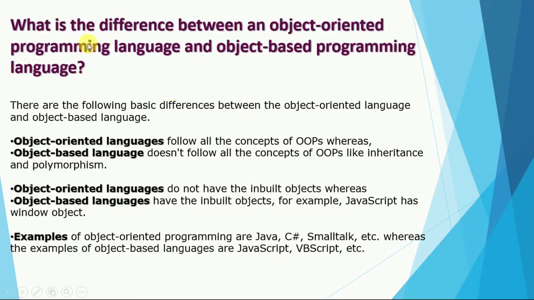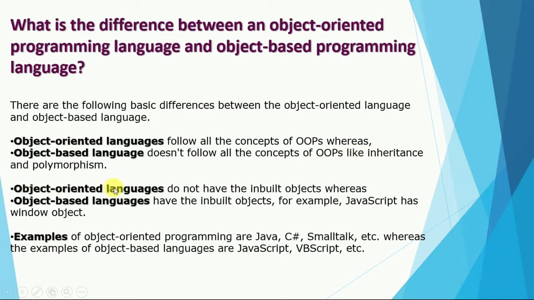So what is the difference between an object oriented programming language and an object based programming language? This question is very important and also very confusing. A simple object oriented language, as we already discussed, follows all the concepts of OOPS, whereas an object based language does not follow all the concepts of OOPS, like inheritance and polymorphism.